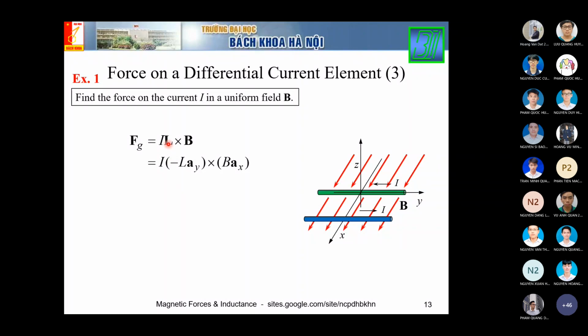For L here, firstly, the magnitude is L. And the direction of L is the direction of the current. The current I of the green wire is toward the negative direction of the y-axis, so this is minus a_y. Are you okay with this? And then a_y cross a_x will be minus a_z, and we have this.